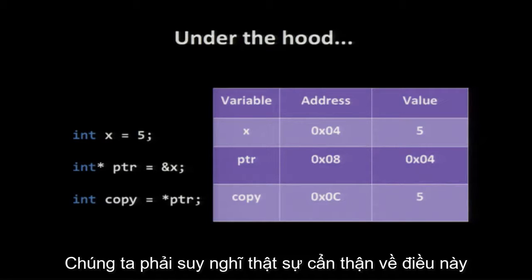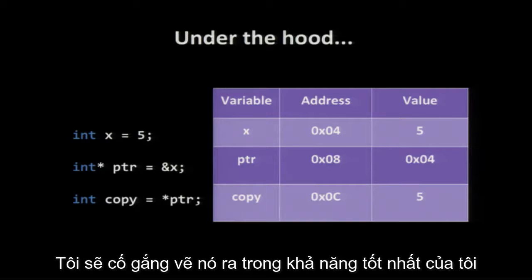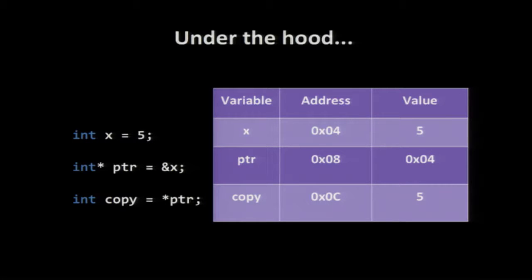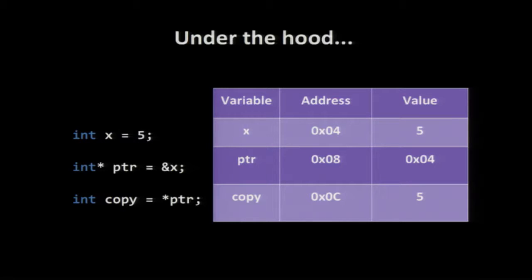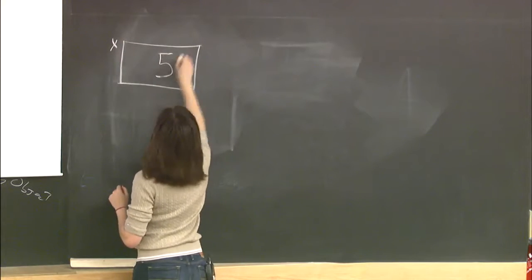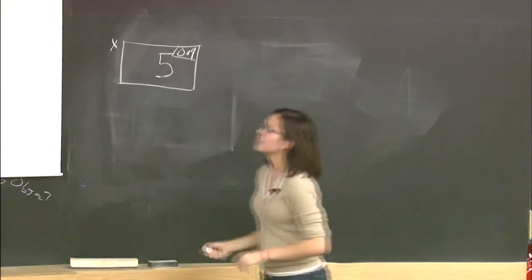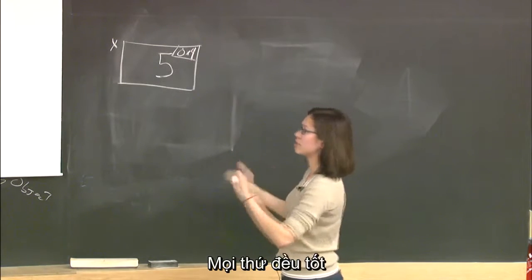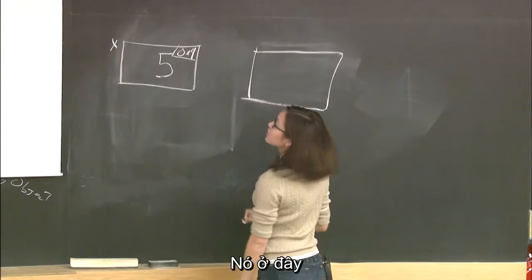Okay, so we have to think really carefully about this. Here we have some integer x. I'm going to try and draw this out to the best of my abilities. So we're going to have this slot x, and it's storing 5. Its address is 0x4. Cool? All good. So now we have this pointer, which is over here.